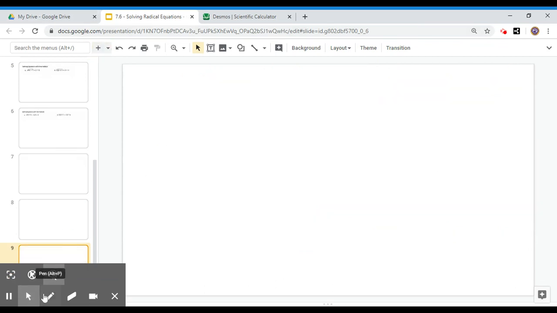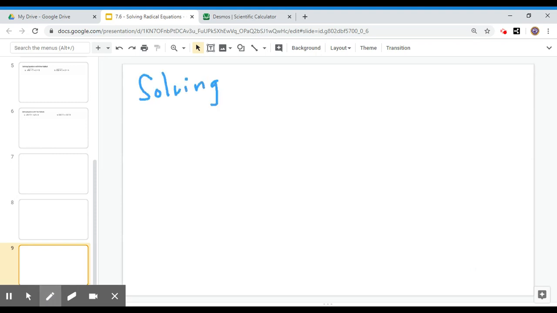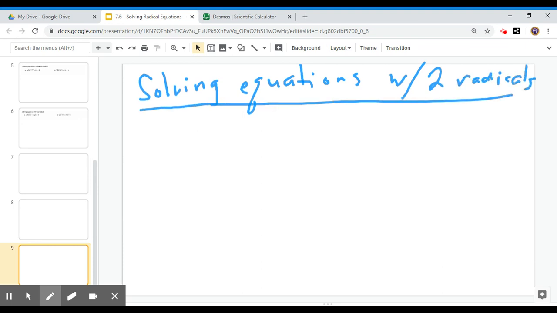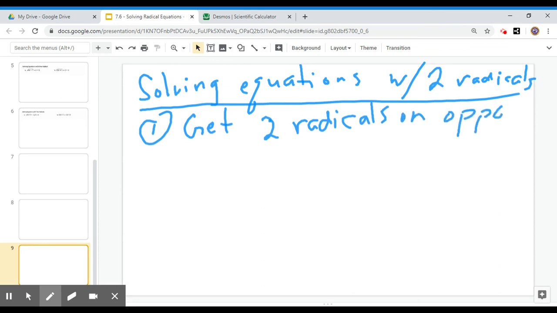One last thing we did was solving equations with 2 radicals. So when we do this, first thing we did was we had to get them on opposite sides. So get the 2 radicals on opposite sides of the equation.